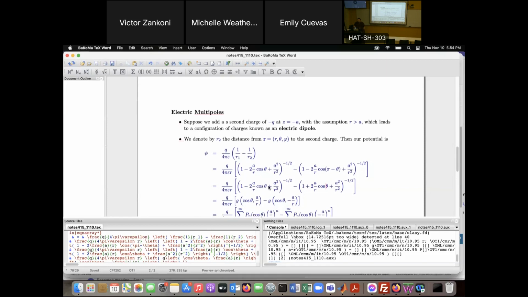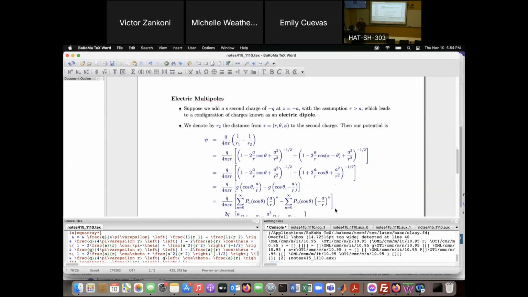Now, one of these could be expressed in terms of a generating function for polynomials, as before. X is cosine theta, and then t is equal to a over r for the first charge, and then minus a over r for the second charge. Now I have these power series in plus or minus a over r, the coefficients being the Legendre polynomials evaluated at cosine theta.